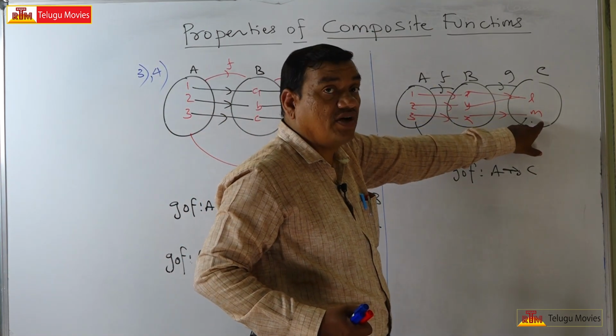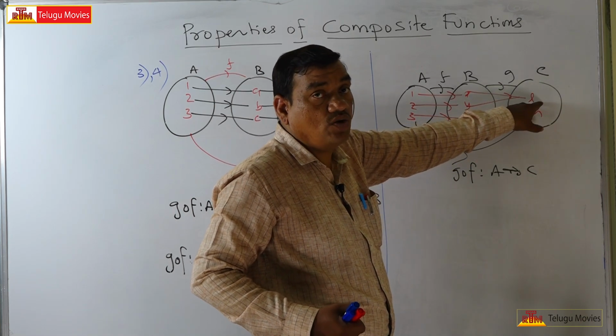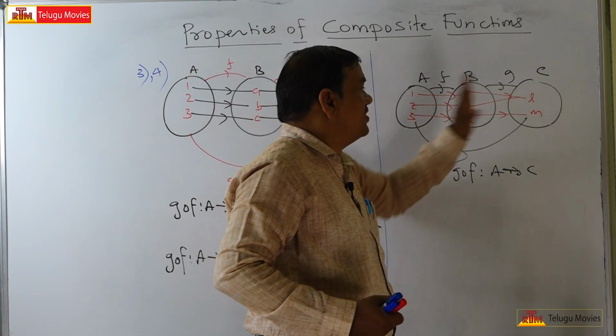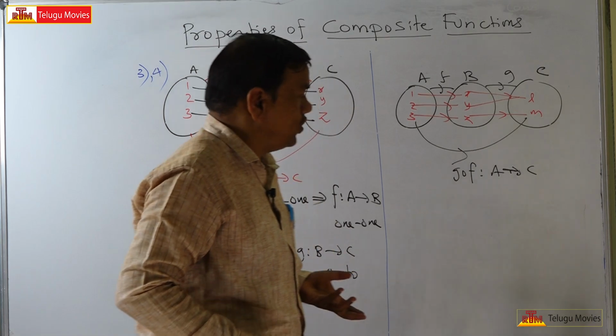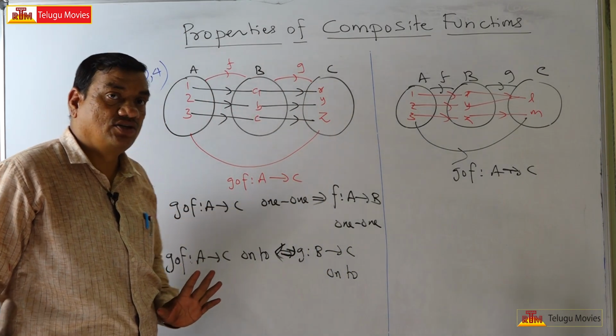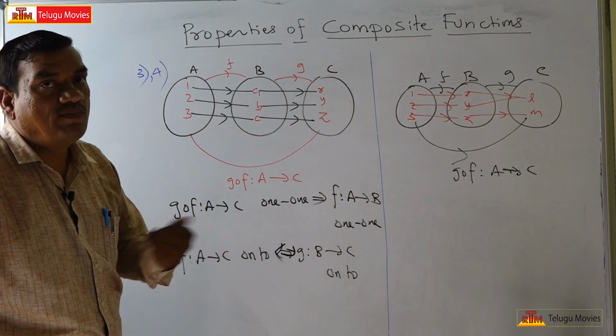Onto function means what here? The range is equal to the codomain. That means no element will be free. That means automatically G from B to C is an onto function, right? Here both directions we cannot take, only the single direction, okay? I hope that you understand these properties. So let us see some more properties.